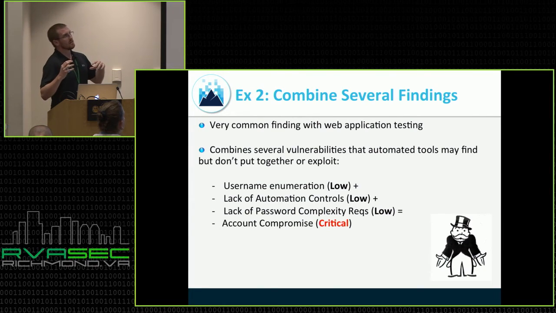Then, taking example 2 here, let's combine several low findings, right? So automated tools will find like, hey, there's no lockout. Maybe I found a username here. Potentially, password complexity is low. And basically what we're doing here is we're taking several low findings and building them together to create something that could be potentially critical, like an account compromise.